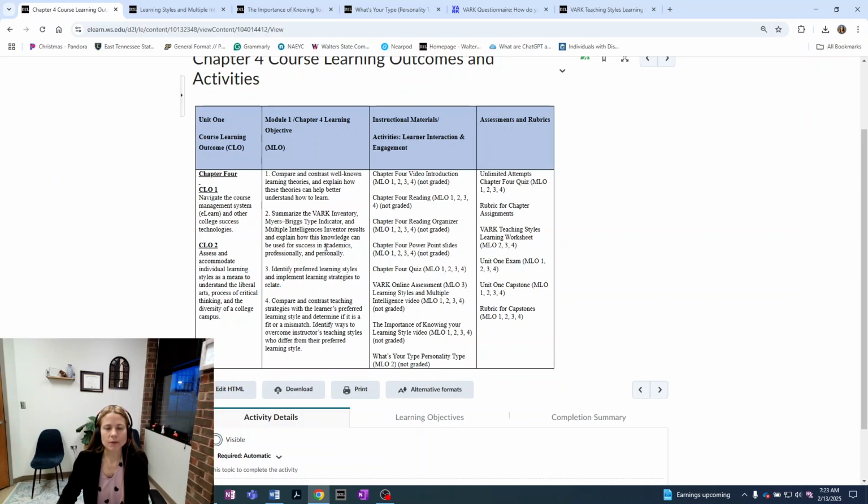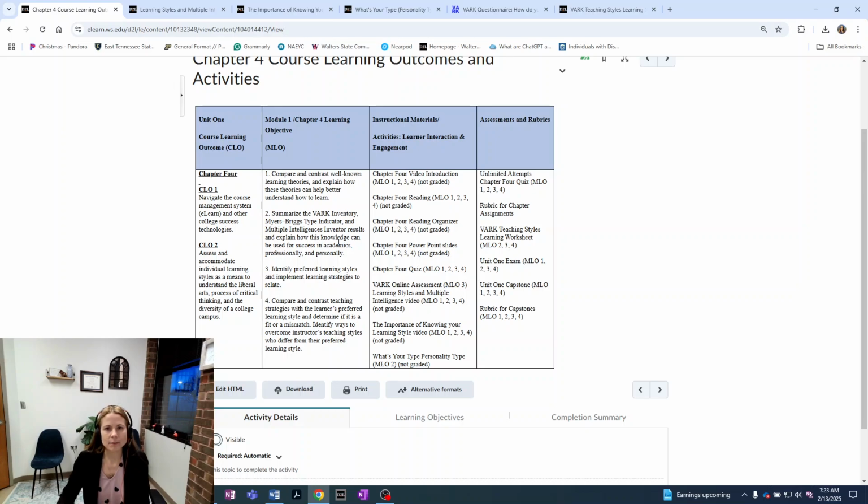We're also going to be able to summarize the VARK inventory, which you will be completing for your homework assignment, which is how I'm going to be assessing you this week. You're also going to be looking at the Myers-Briggs type indicator and how that's going to help you, and the multiple intelligence inventory, what that is.